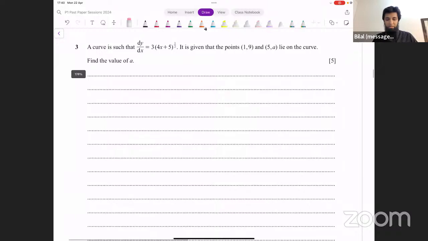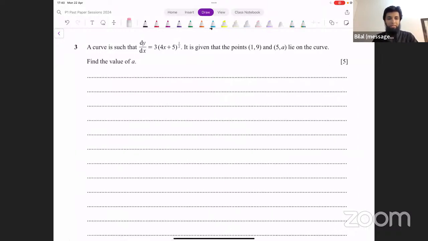Now it says a curve is such that dy over dx is equal to 3 into 4x plus 5 whole raised to power 1 over 2. It's given that these 2 points lie on the curve. Find the value of a. Now we've got 2 points on the curve. That means if we were to put them in the equation of the curve, it should be satisfied. So first of all, what we can do is we can find the equation of the curve and see what that turns out to be.